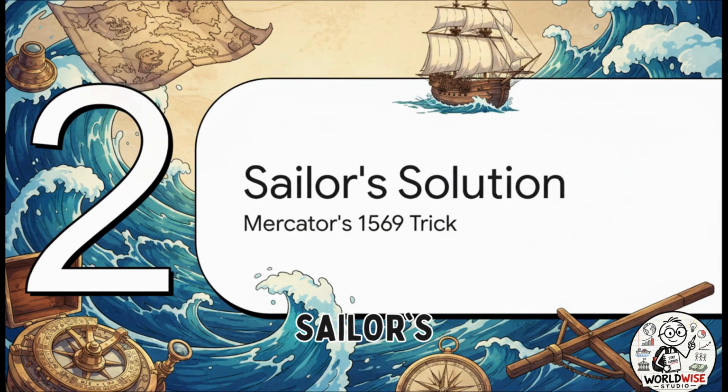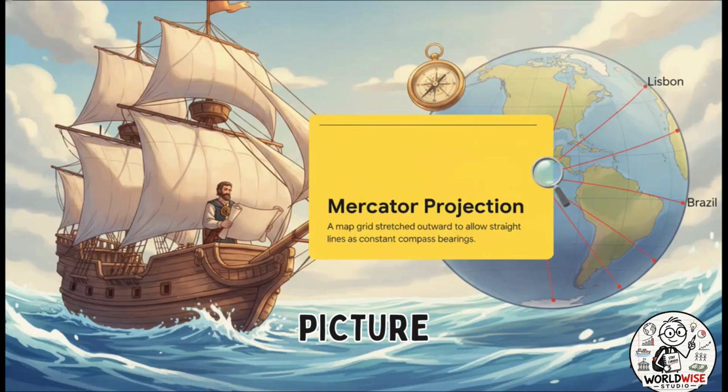Section 2. The Sailor's Solution and Mercator's 1569 Trick. Picture yourself as a sailor back in the 1500s. You have no GPS, just weeks and weeks of open water. Your only tools are a compass and a map. But on a round Earth, holding a constant compass bearing actually traces a curved path. If navigators got the math wrong, they missed entire continents. And well, they died at sea.